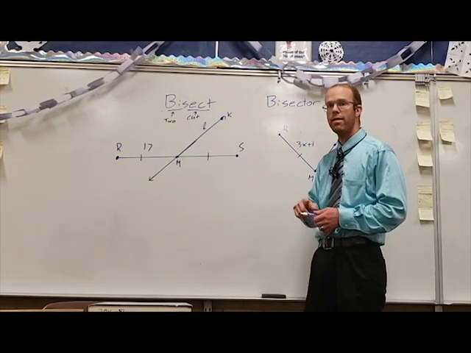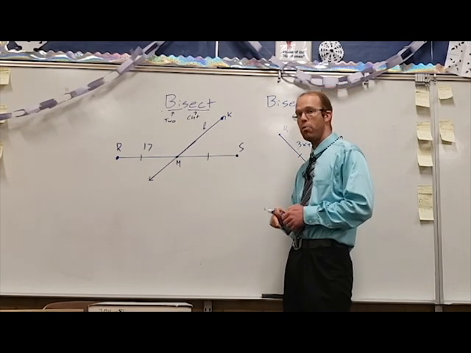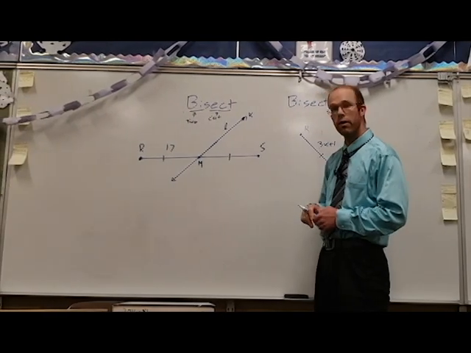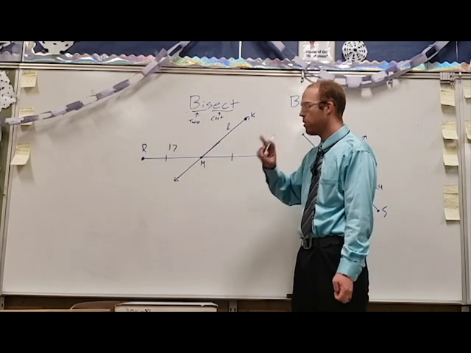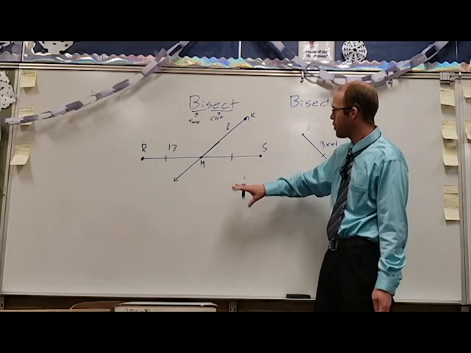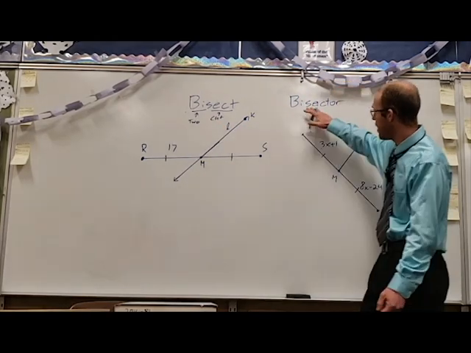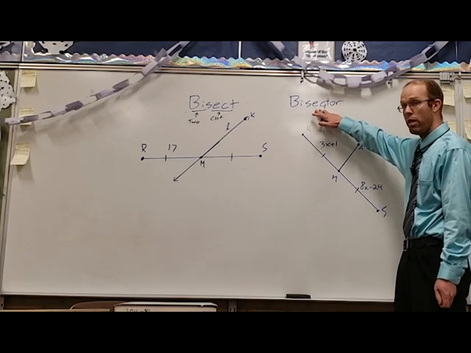So those two pieces are exactly the same length. That will be very important in a minute when we calculate some lengths. So we have bisect, to cut something into two equal pieces. Now our first question is to identify the bisector. That's the thing that is doing the cutting.